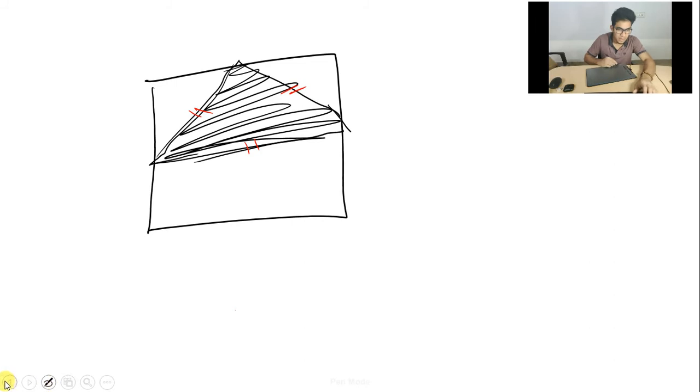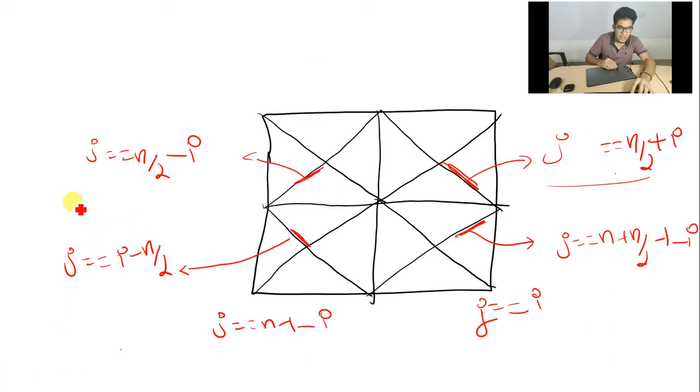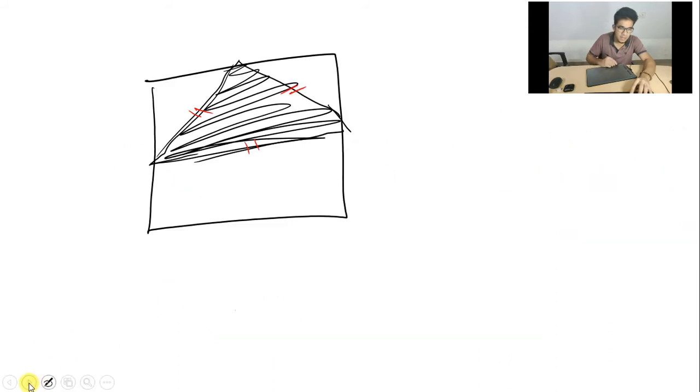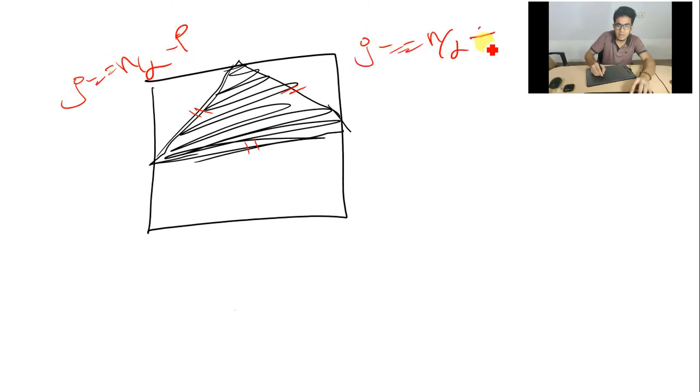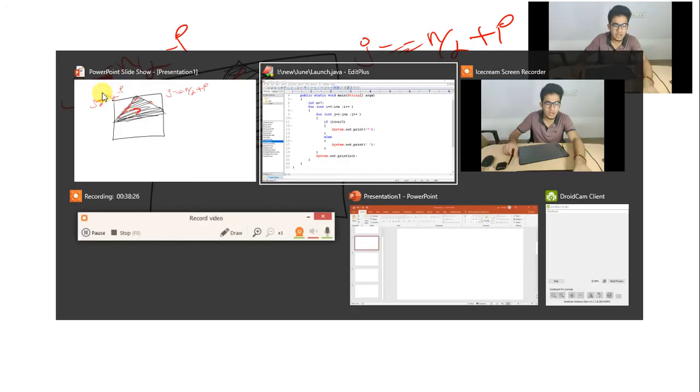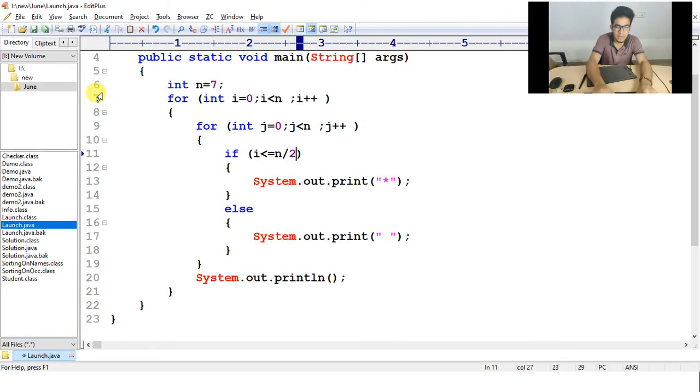So I'll be going back and I will tell the line equation of this is j is equal to n by 2 minus i, and the line equation of this is j equal to n by 2 plus i. So this is j is equal to n by 2 minus i. This is j is equal to n by 2 plus i. Now from this line, should I print left side or right side? I think it is right side. So copy this symbol, paste it here. So j is greater than or equal to n by 2 minus i.